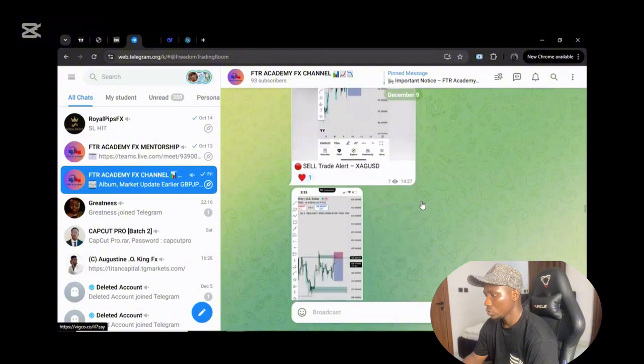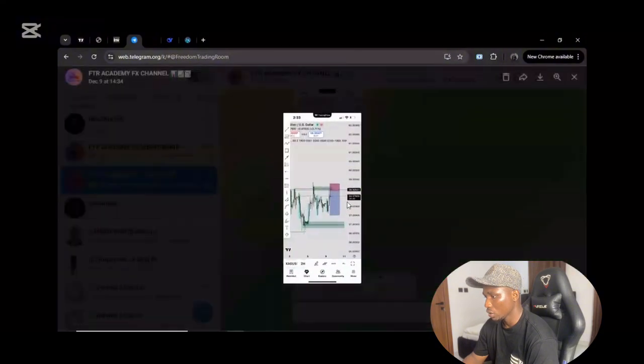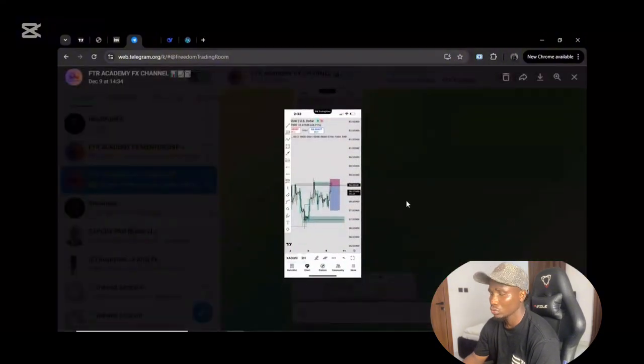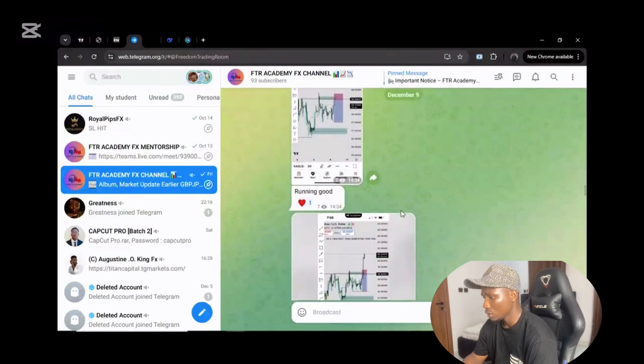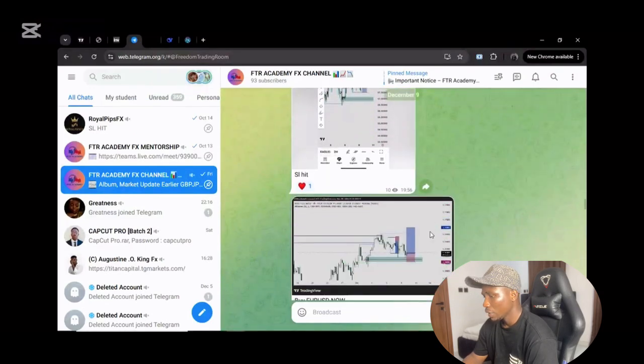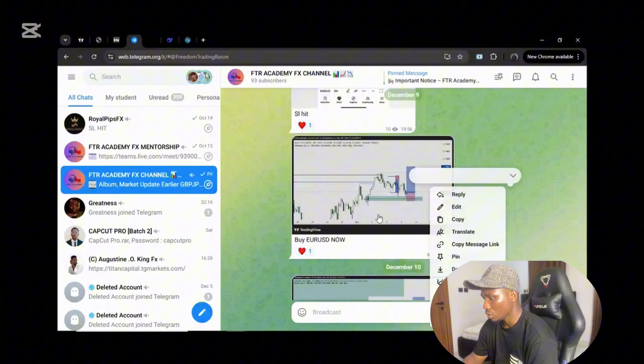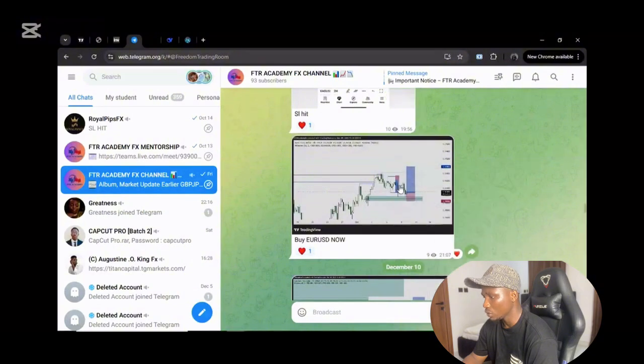So this was the first trade, which was XAGUSD, which is silver trade that I sent. So the market took us out. And then the second trade was Euro USD, which was this first trade.